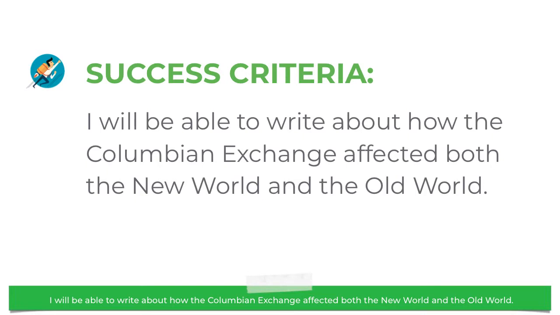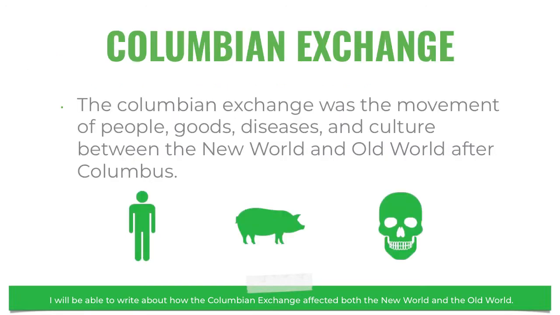The success criteria for today: I will be able to write about how the Columbian Exchange affected both the New World and the Old World. Okay, so the Columbian Exchange. We've talked about Christopher Columbus coming over. He's trying to find a new route to Asia, to the Indies, and he runs into the Americas. Well, when that happens, it completely changes the course of human history.